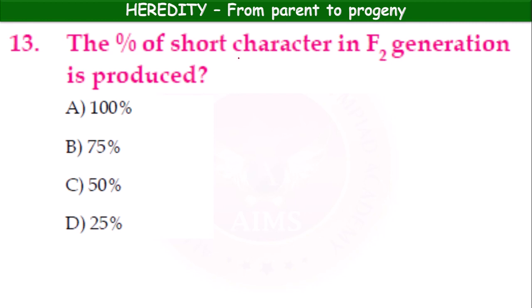The percentage of short character in F2 generation is produced. How much percentage? 100%, 75%, 50%, 25%. It is only 25%. Remaining 75% tall only. Okay. D.